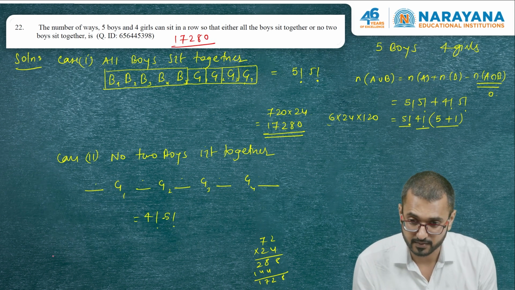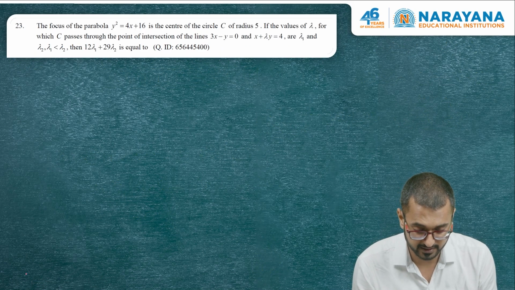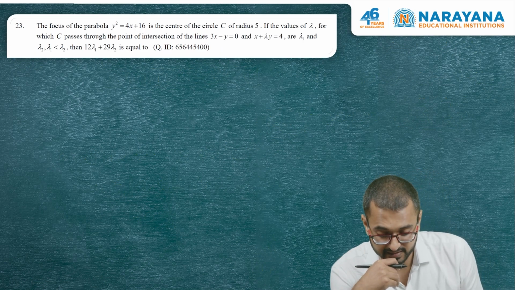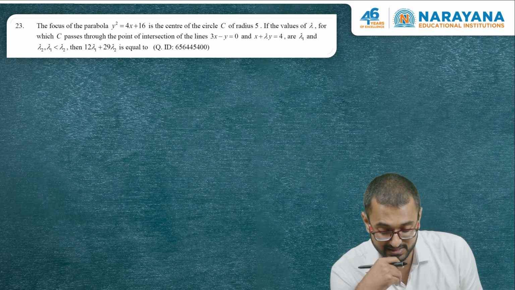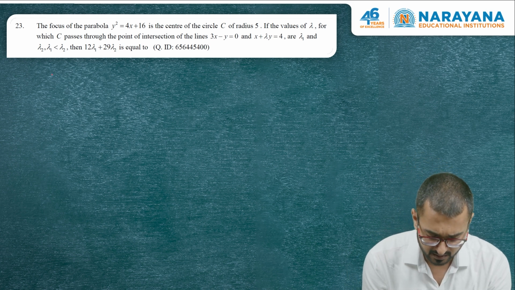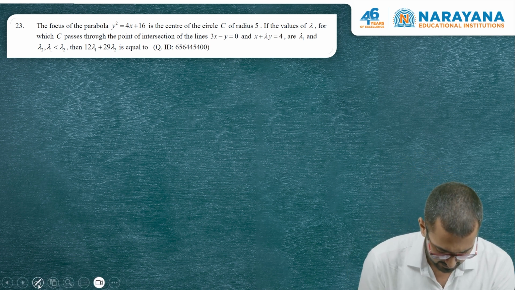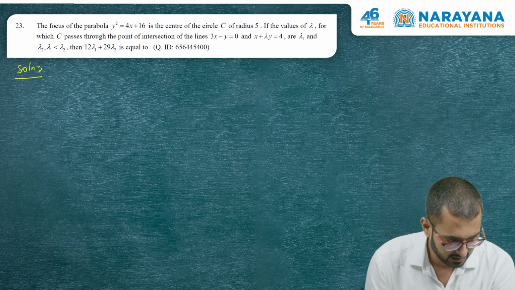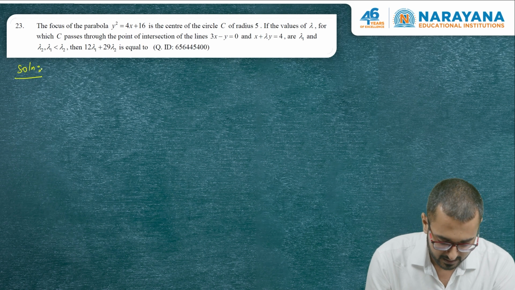Okay. Now moving to the next question, number 23. The focus of a parabola is the center of a circle of radius 5. Find the value of lambda for which the circle passes through the point of intersection of these two lines. So the ultimate goal should be to find the focus of the parabola first. So let's find the focus of the parabola.